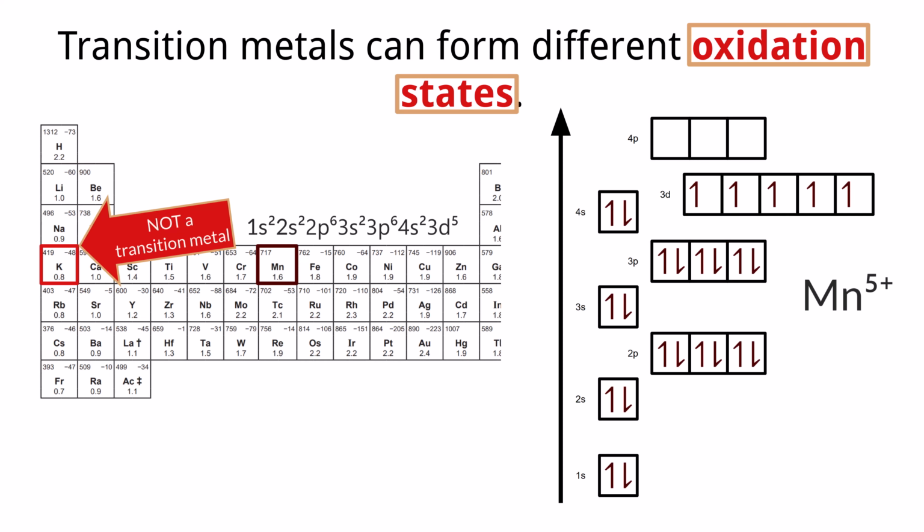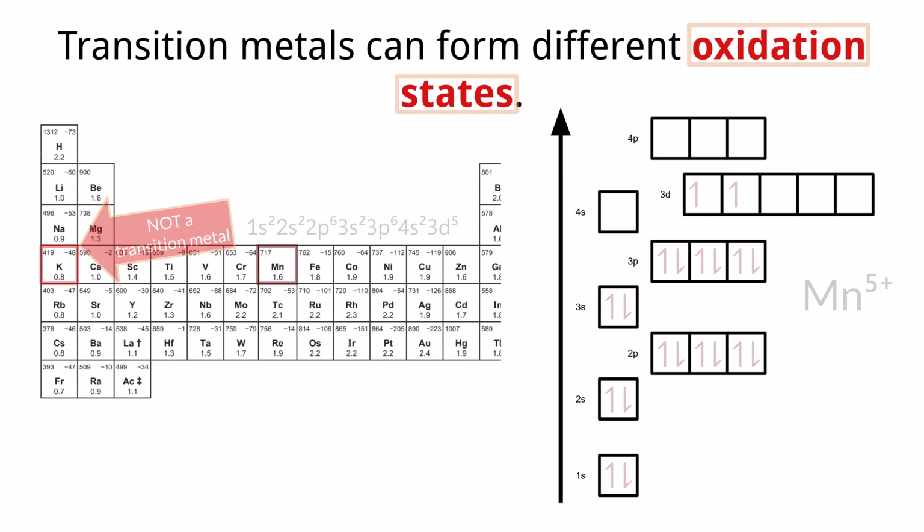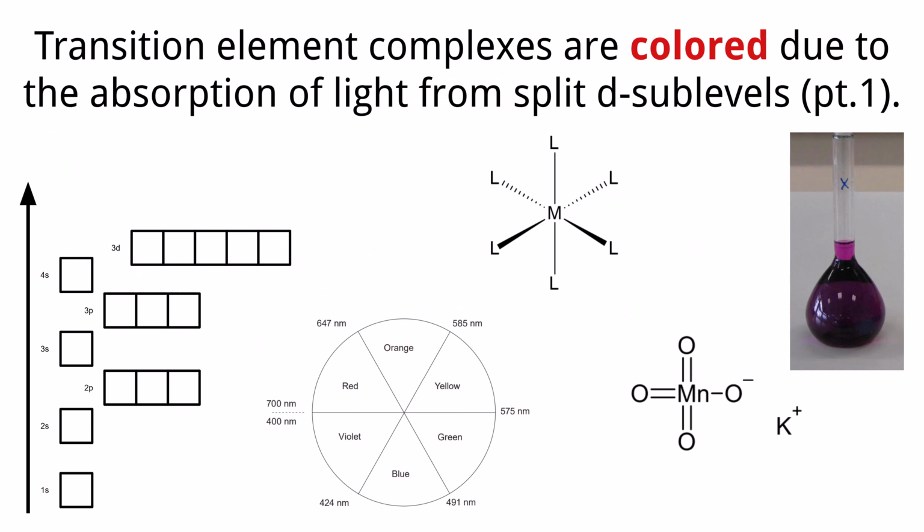We need to remove 5 electrons to get to this charge, so we start by removing 2 from the 4s orbital, and then another 3 from the 3d orbitals. This will leave us with a configuration of 1s2, 2s2, 2p6, 3s2, 3p6, 3d2, or a condensed notation of argon 3d2.